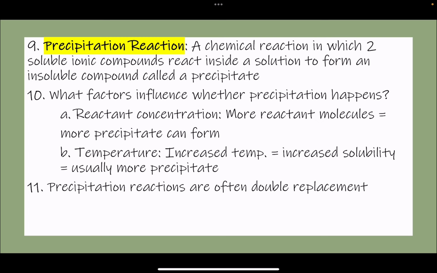Precipitation reactions are often double replacement reactions, and this will become obvious when we look at the chemical equations in our upcoming examples.